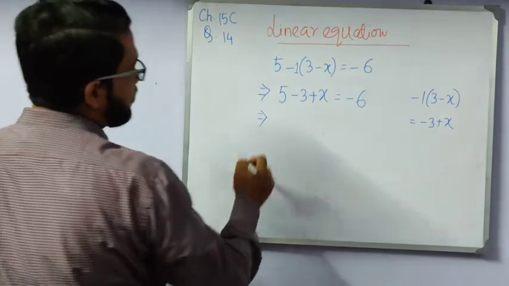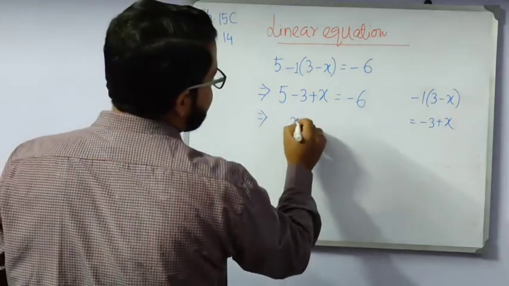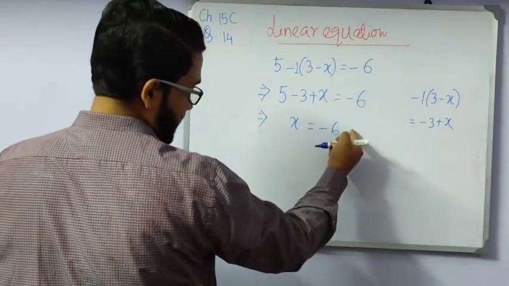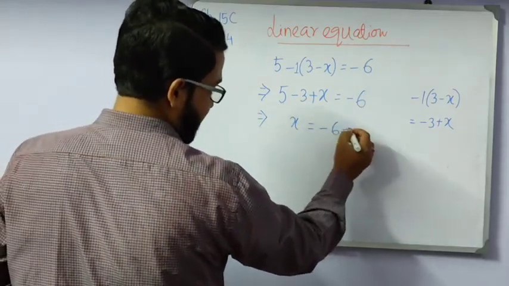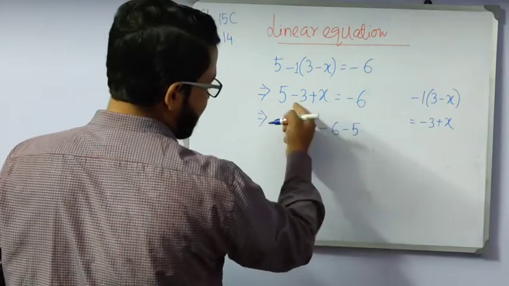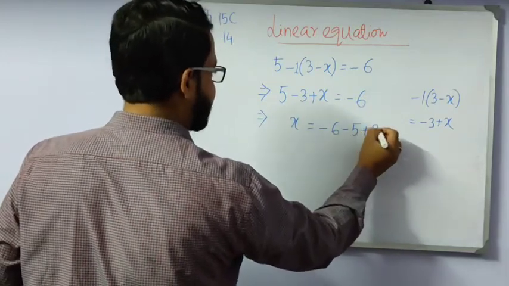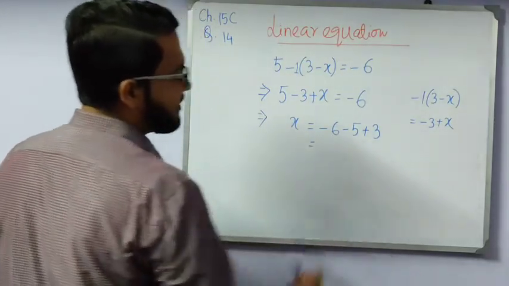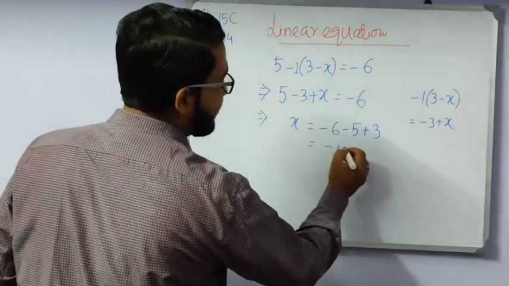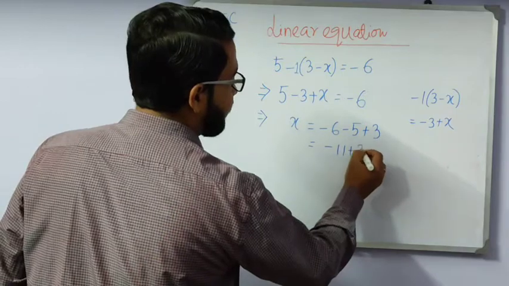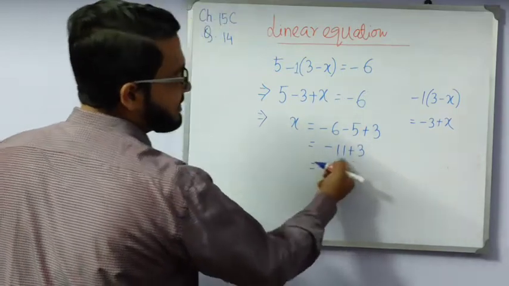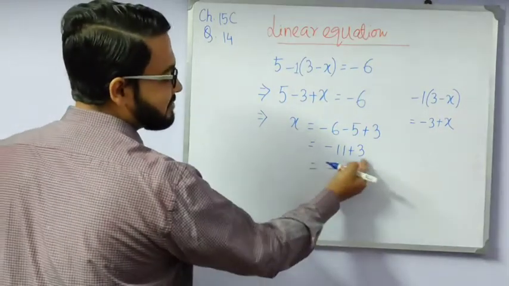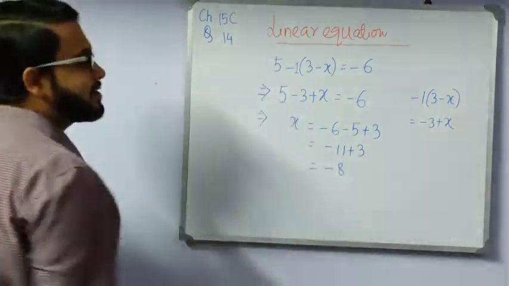Now 5 minus 3 plus x is equal to minus 6. This 5 comes here by changing its sign, and this minus 3 comes here by changing its sign, so x is equal to minus 6 minus 5, means minus 11, plus 3. Which one is greater? This one is greater. What is its sign? Minus. Put minus and subtract. So minus 8 is your answer.